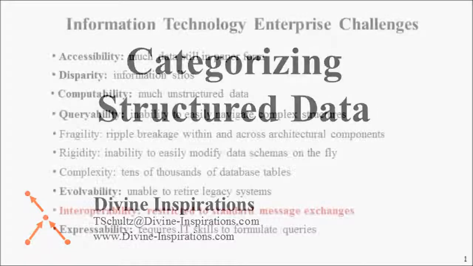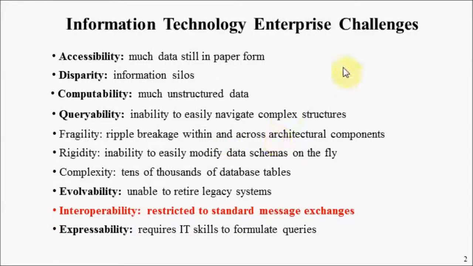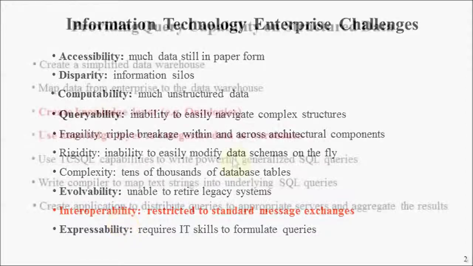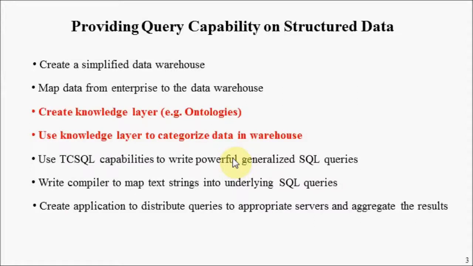Categorizing structured data. There are many challenges associated with information technology. In today's presentation, we're going to focus on interoperability. Today, in order for enterprise systems to talk to one another, they send messages back and forth via typically something like XML. There are a number of steps associated with providing the ability to query on structured data. Today we're going to look at two of these steps, creating a knowledge layer via something called ontologies, and use of this knowledge layer to categorize data in a warehouse.